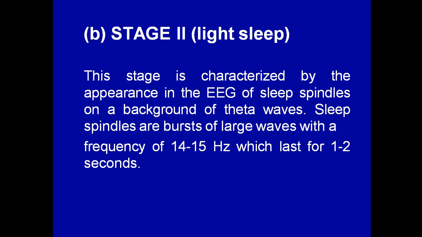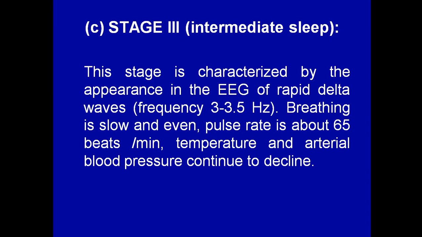Stage 2, light sleep. This stage is characterized by the appearance on the EEG of what are called sleep spindles, which we will come to later in the figure, associated with K complexes. Sleep spindles are bursts of large waves, with a frequency of 14 to 15 Hz, lasting 1 to 2 seconds.